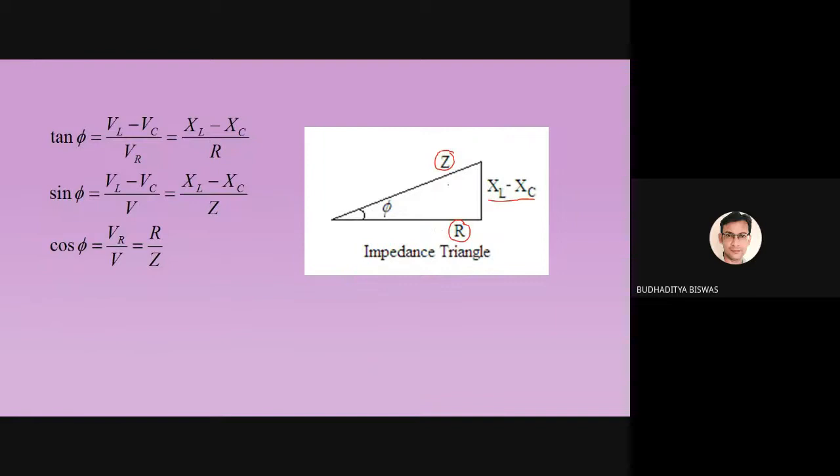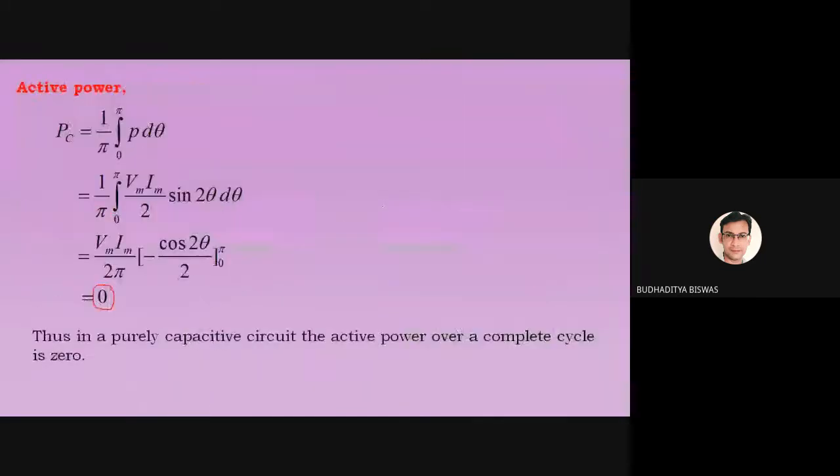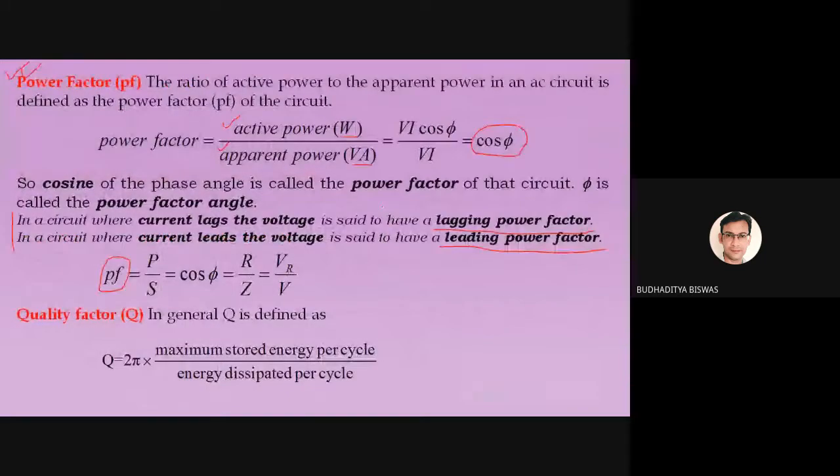Similarly, from this one, what is the cos of this angle? It's R by Z. So all of this is actually written here in gist form. P by S: P means the active power, S means the apparent power. These are P, Q, S. P means the active power, Q means the reactive power, S means the apparent power. According to the definition, it is the ratio between the active and apparent power. So P by S is called cos phi, and this cos phi can be defined as R by Z or VR by V.